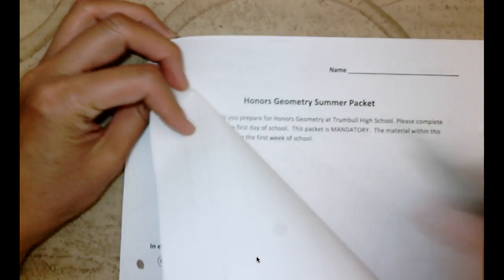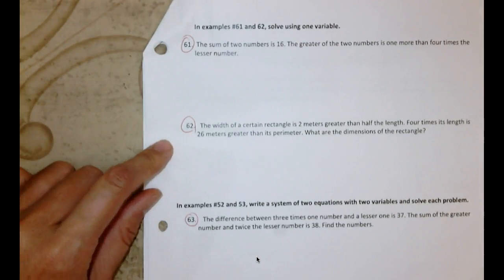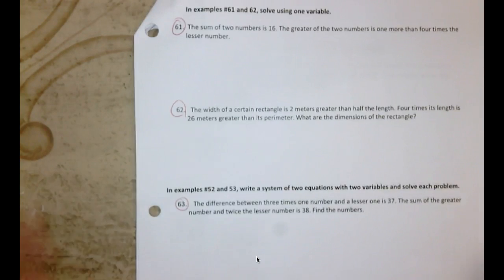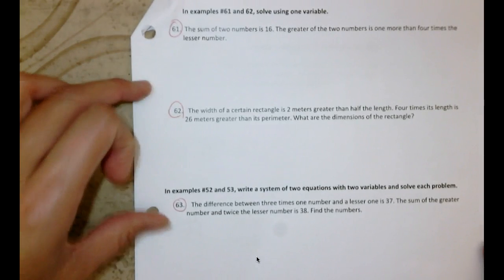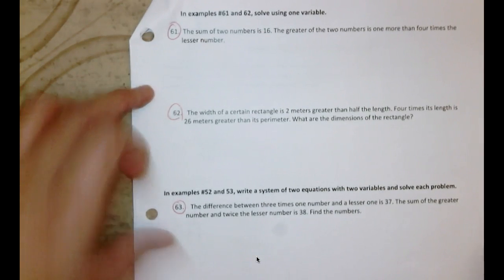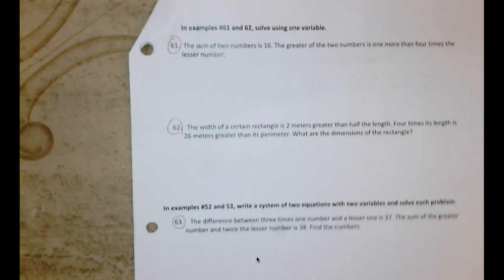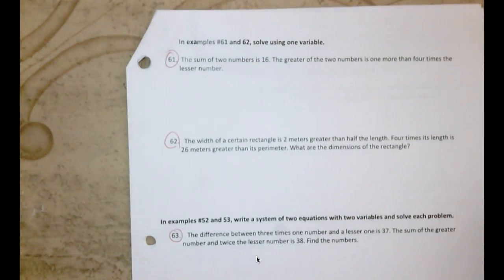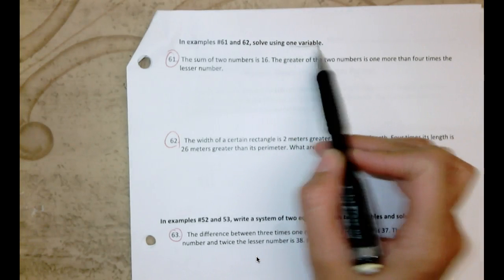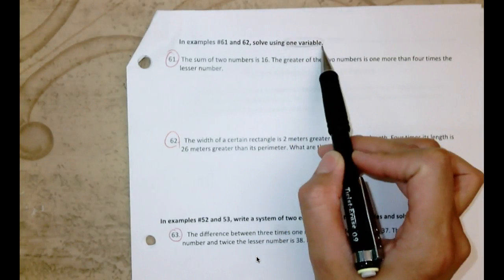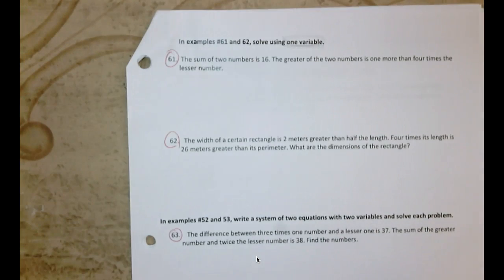Okay, this is on a geometry summer packet, problems 61, 62, and 63. Now I'm just going to set up the equations of the system and I'm not going to solve it, because I know you can solve the systems. Just setting up is hard. Okay, so it says using one variable, but I'll show you the equation with one variable, though I think it's easier to explain with two variables.